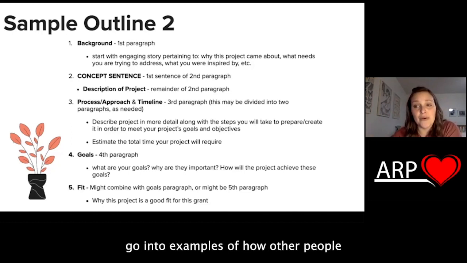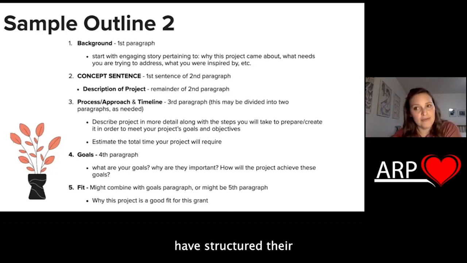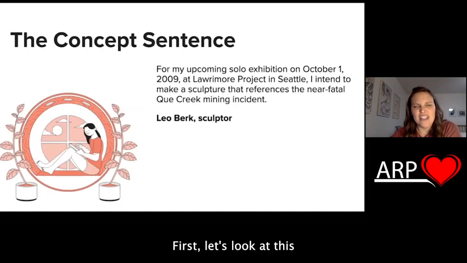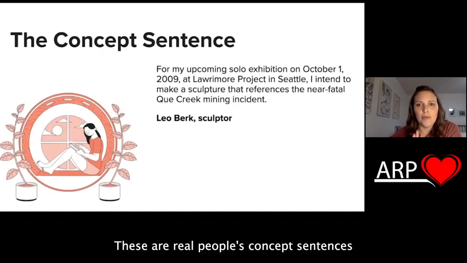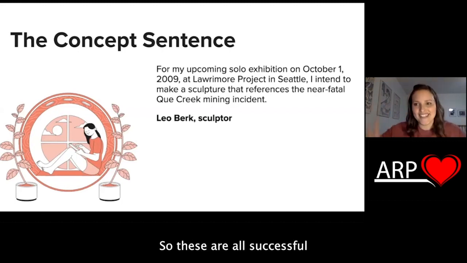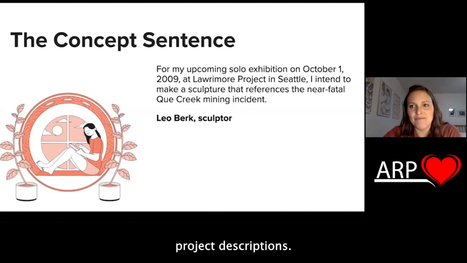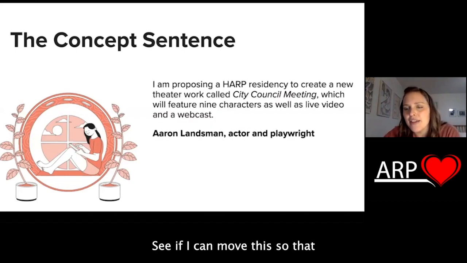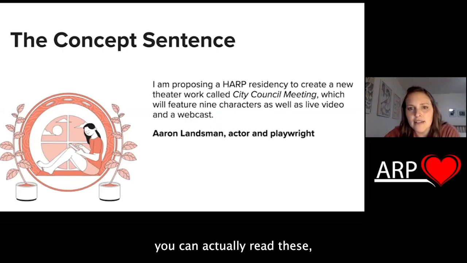Now we're going to actually go into examples of how other people have structured their project descriptions. First, let's look at this concept sentence. These are real people's concept sentences from project descriptions that won grants. So these are all successful project descriptions. Let's see if I can move this so that I can actually read these.